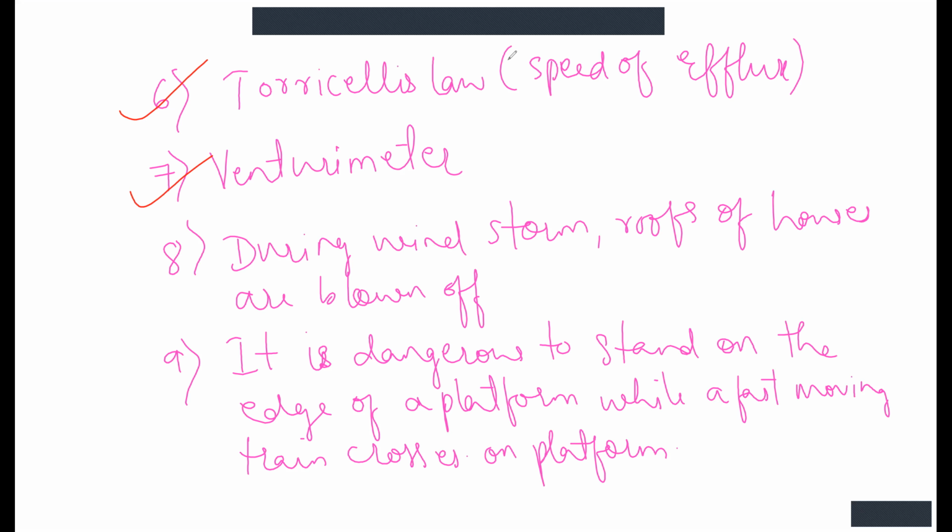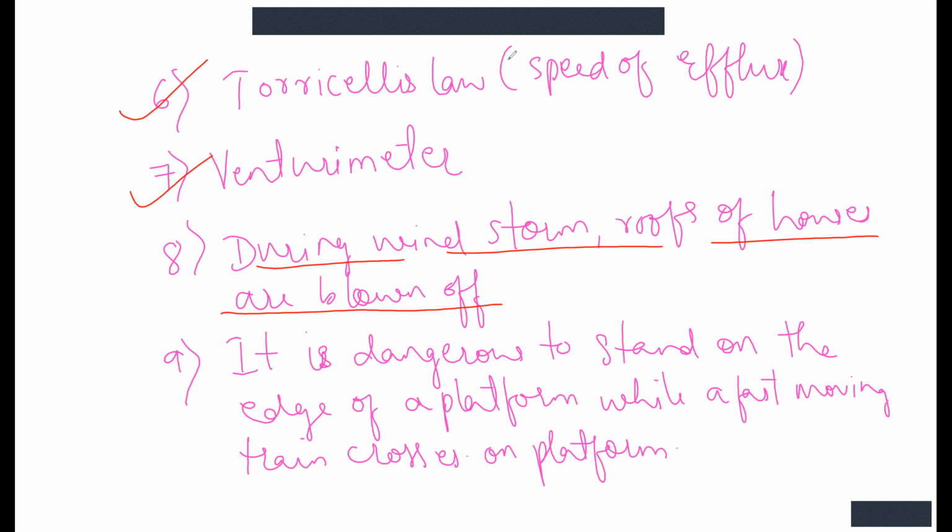Next we shall say during windstorm, roofs of the houses are blown off. What is the reason? Let us see. During windstorm, the velocity above the roof is larger. So according to Bernoulli's theorem, the pressure just above the roof is less than the pressure below the roof. Due to this pressure difference, an upward force acts on the roof, which is blown off without damaging other parts of the house. So this is the reason why during windstorm roofs of the houses are blown off.